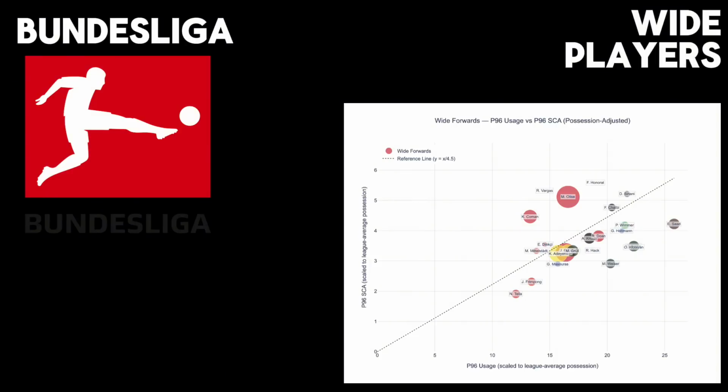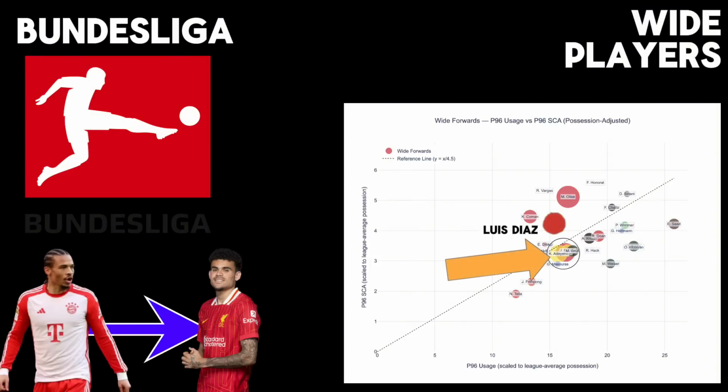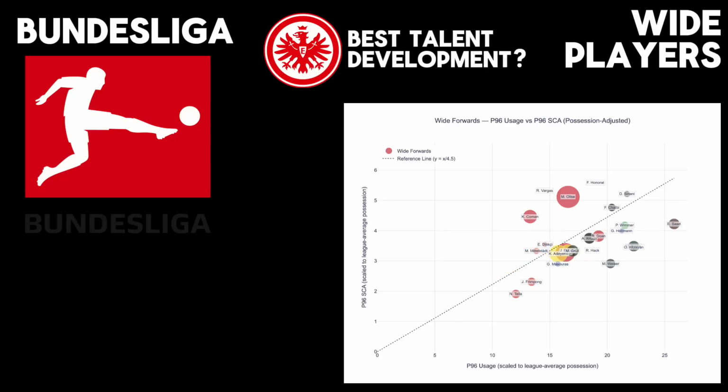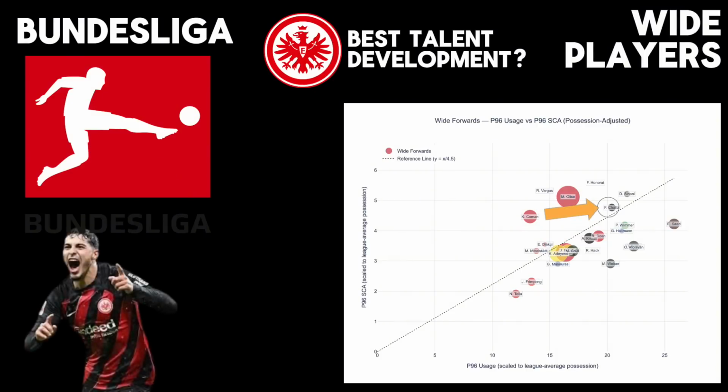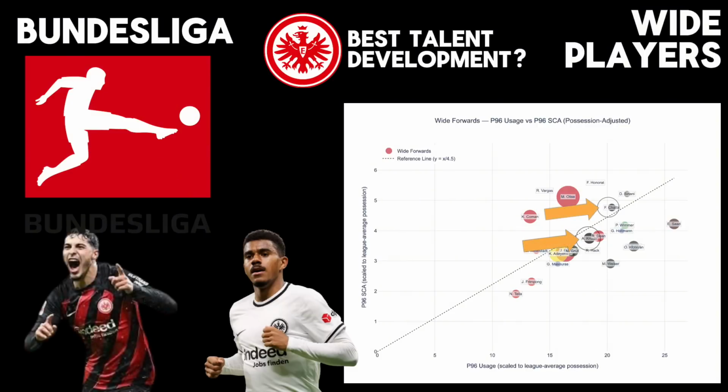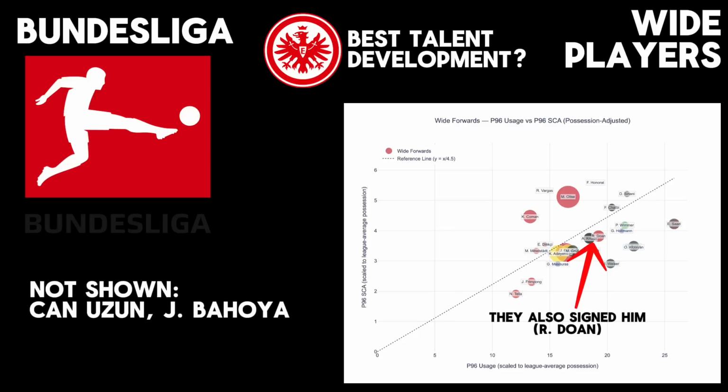Here are all the wide players. Bayern Munich just swapped Leroy Sané for Luis Diaz, who's over here. You can see why. Frankfurt really know how to recruit. This guy Chaibi and this guy Knauf are both very promising. They have 2 other young players I couldn't even plot because they didn't have enough minutes last year.